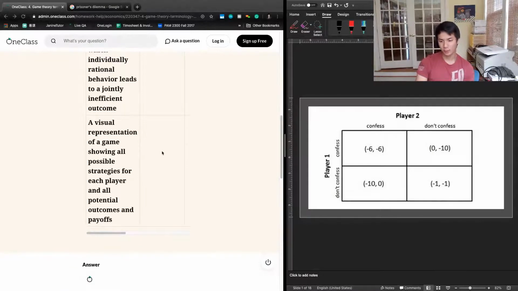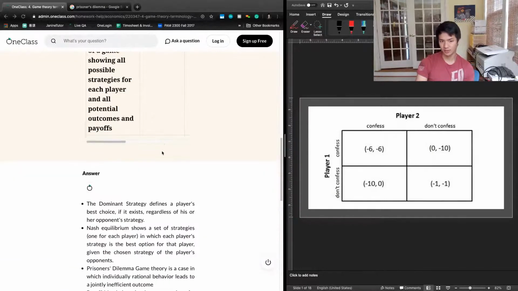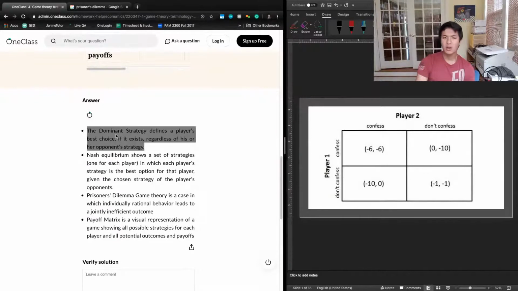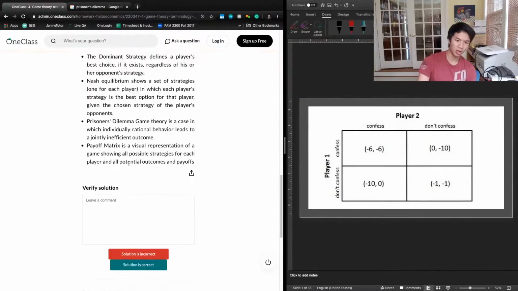So that's all four definitions, and we can take a look at what the previous tutors have said. First definition, they said dominant strategy defines a player's best choice if it exists. Great. Second says Nash Equilibrium. We agree. Third says the prisoner's dilemma. And fourth says payoff matrix. So it looks like we are all in agreement here. You can mark that as correct.